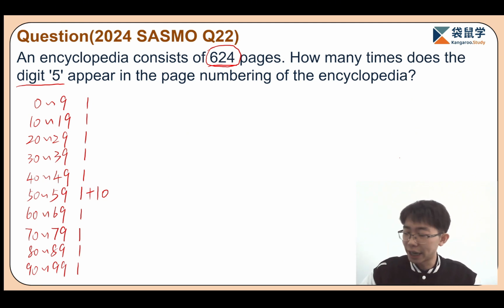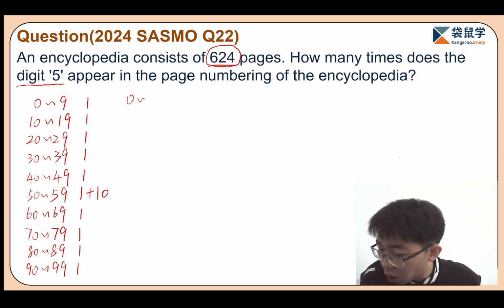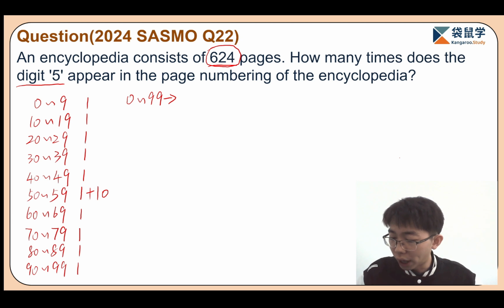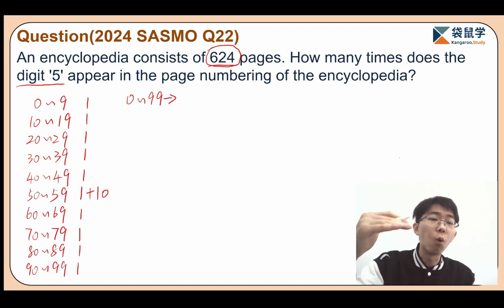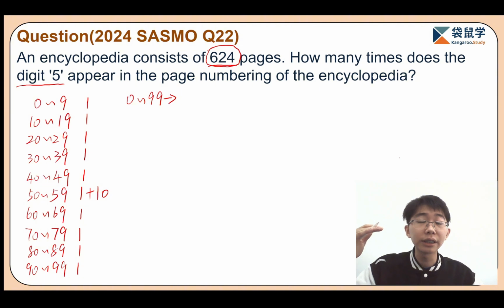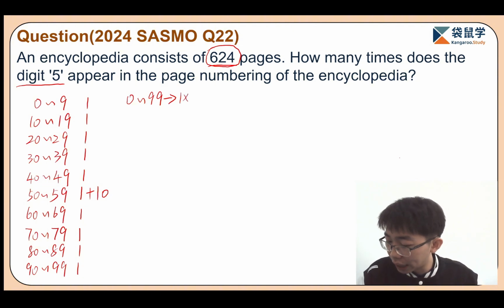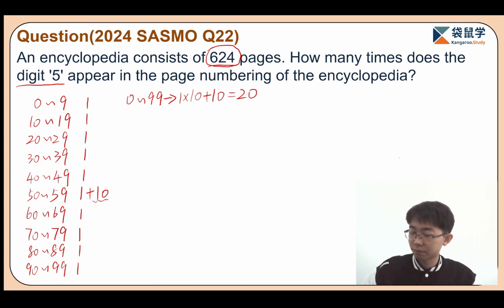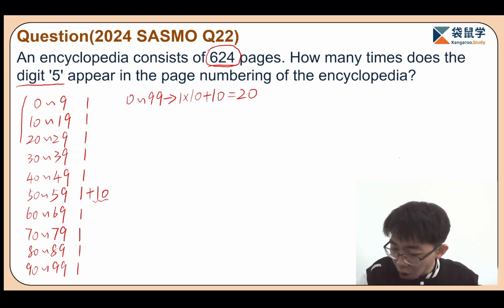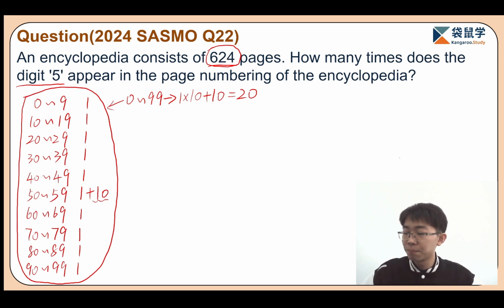So see, from 0 all the way to 99, we have this number of digit 5. Now let me group them together. Starting from 0 all the way to 99, you see, in each row we have 1 digit 5, right? So in total there are 10 rows. So you have 1 times 10. And then we need to add an extra 10 over here. So you get 20. So from 0 all the way to 99, this is the number of digit 5 here.